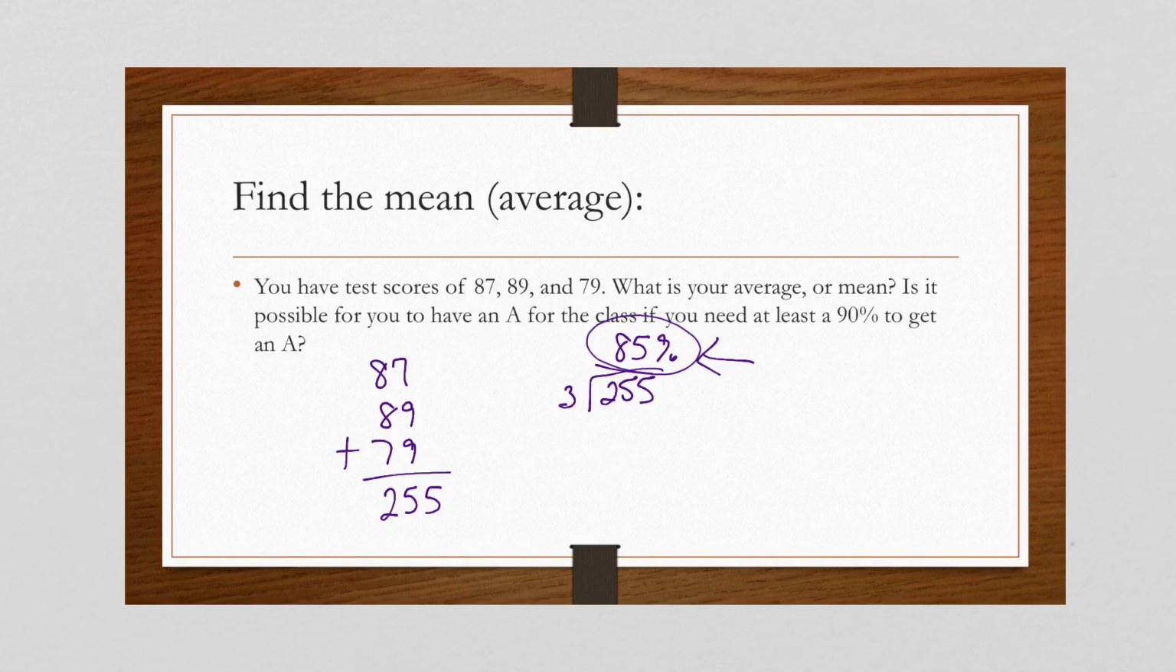The other thing, too, I want you guys to realize is that with your averages, you can never get anything higher than your highest test grade. So if your highest test grade is an 89, it's not possible for your average to be higher than that. It's also not possible for your average to be lower than your lowest. So your average is going to be somewhere in the middle of those two. I hope that makes sense.